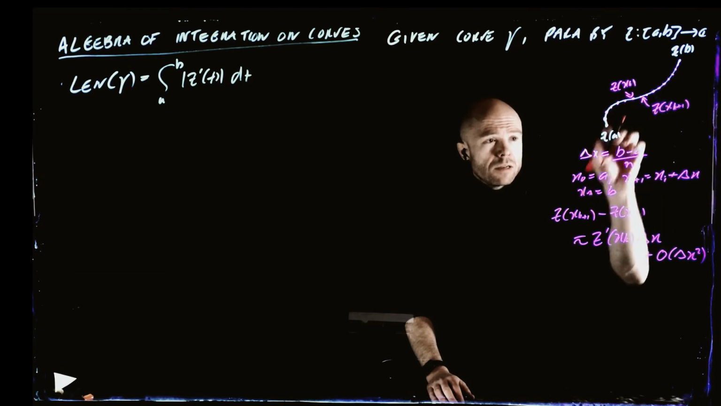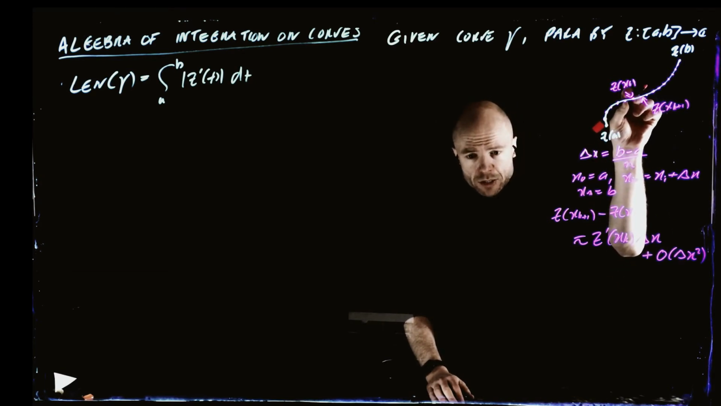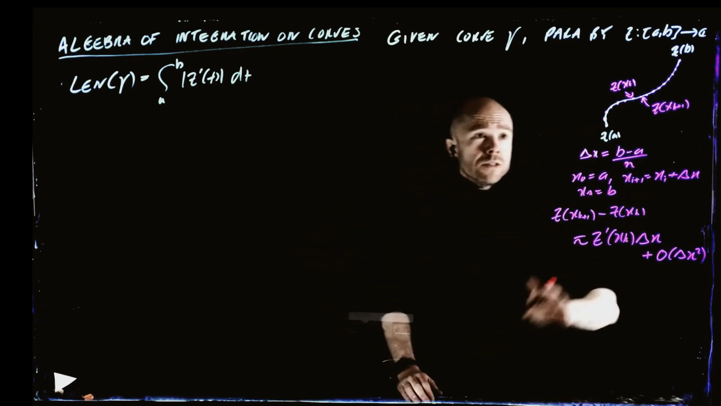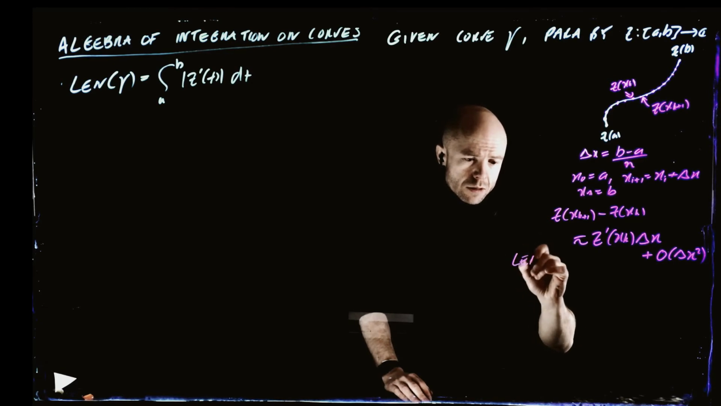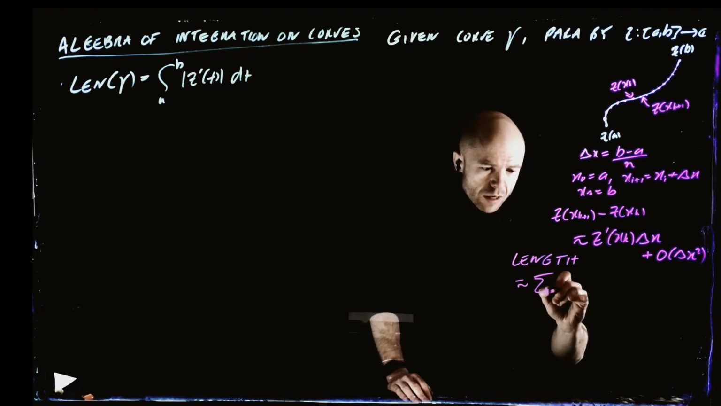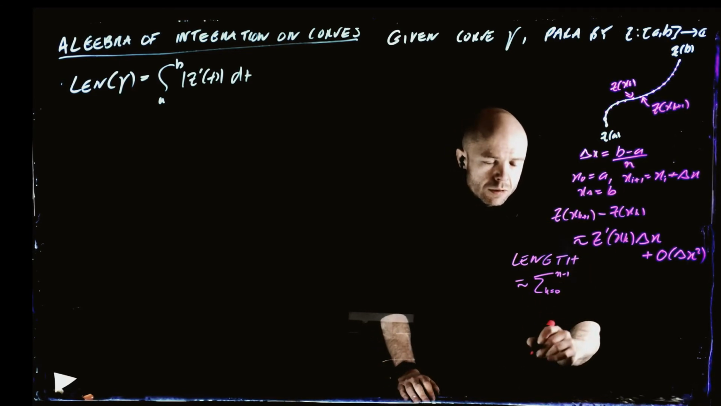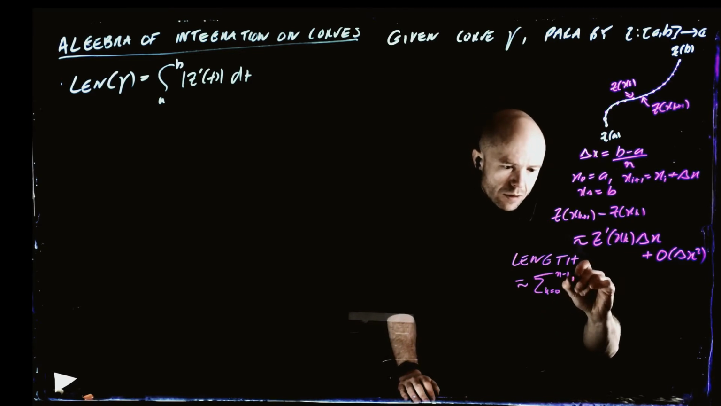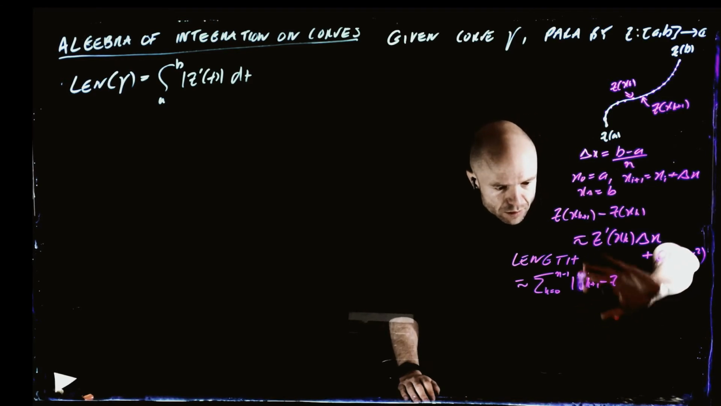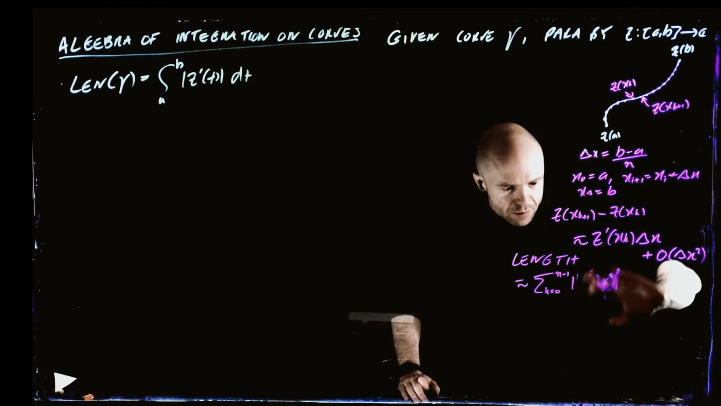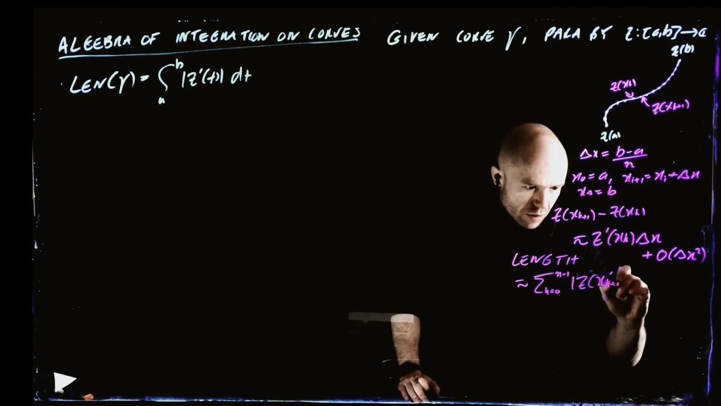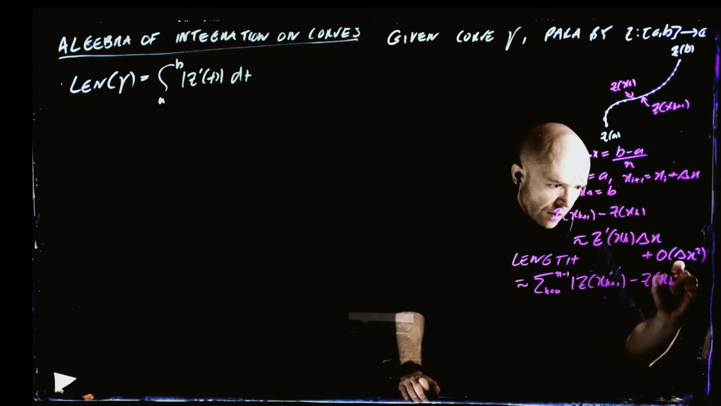So if we want to try and estimate the length of this thing, the length of each one of these little pieces is a lot like just the length of the line segment joining these points, because it's almost a straight line because it's differentiable. So then the length is really close to just the sum from k equal to 0 to n minus 1 of z of x to the k plus 1 minus z of xk.